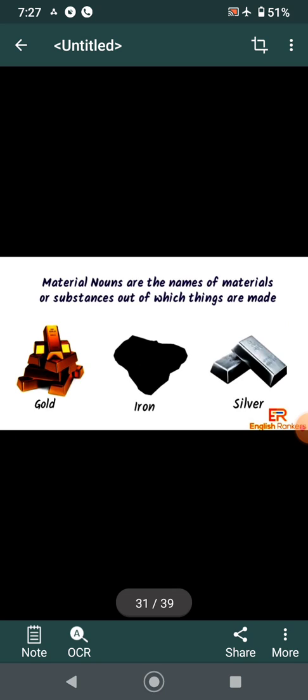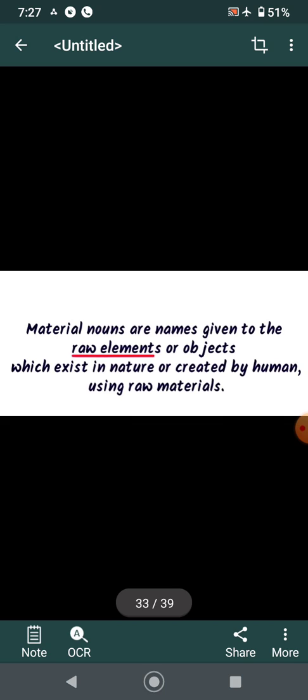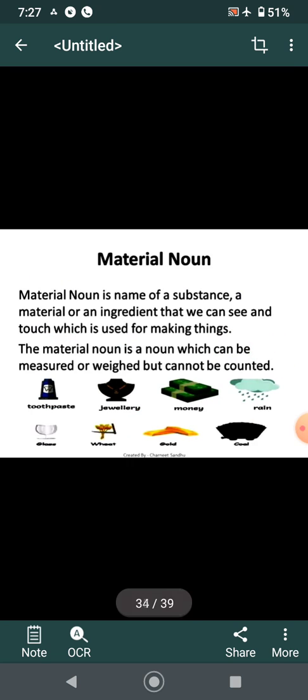Now material nouns are the names of materials or substances out of which things are made. For example, gold, silver, iron, copper. All these material nouns are uncountable. We cannot count. If I say gold, I can't count gold. Iron, silver, I can't count these things. So they are known as uncountable also. Material nouns are names given to the raw elements or objects which exist in nature or are created by humans using raw materials. The primary source of raw material. So basically raw material we get from nature, animals and plants also.